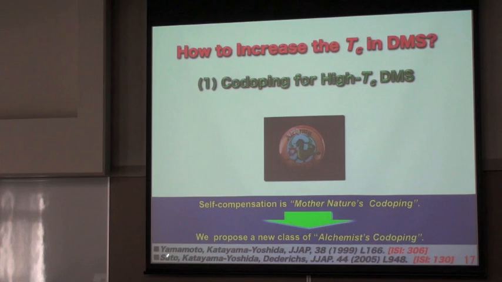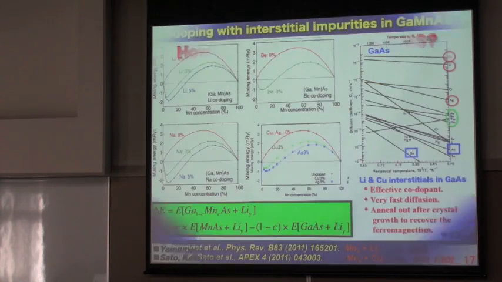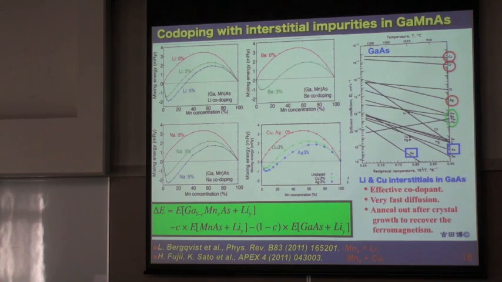That's what Yamamoto-san and myself developed many years ago. This is the so-called co-doping method. The most important point is that after the crystal growth, we should remove the co-dopant. That's the lithium and copper interstitial donor. This is very nice. This is the gallium arsenide diffusion constant versus inverse temperature. You can see copper and lithium diffuse very, very fast in gallium arsenide compared with other defects. Then you can choose lithium, beryllium, sodium, copper, or silver interstitials, because silver is also a very fast diffuser.